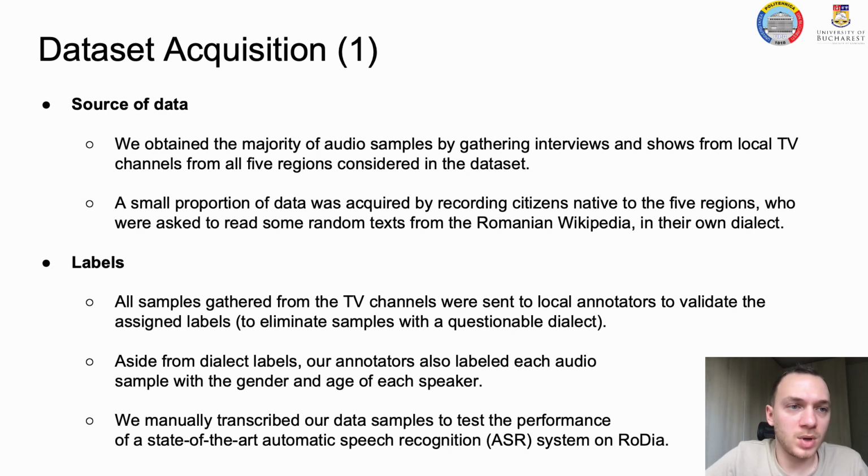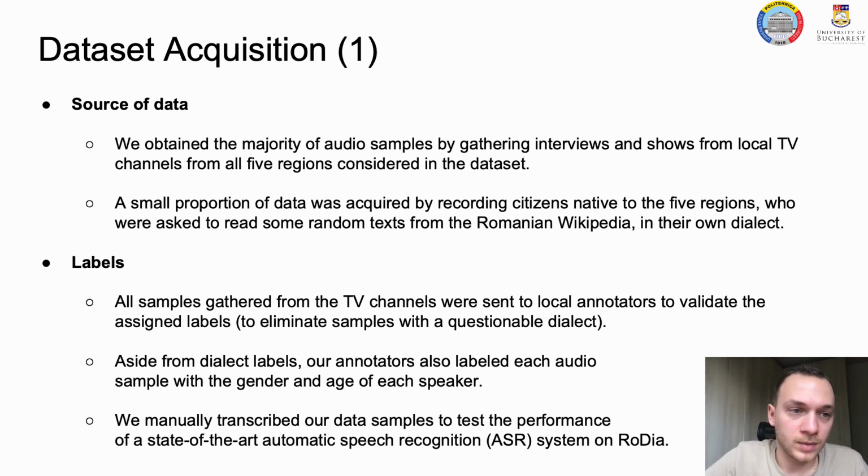Firstly, let's talk about the source of data. We obtained the majority of audio samples by gathering interviews and shows from local TV channels from all 5 regions considered in the dataset. A small proportion of data was acquired by recording citizens native to those regions who were asked to read some random texts from Romanian Wikipedia in their own dialect.